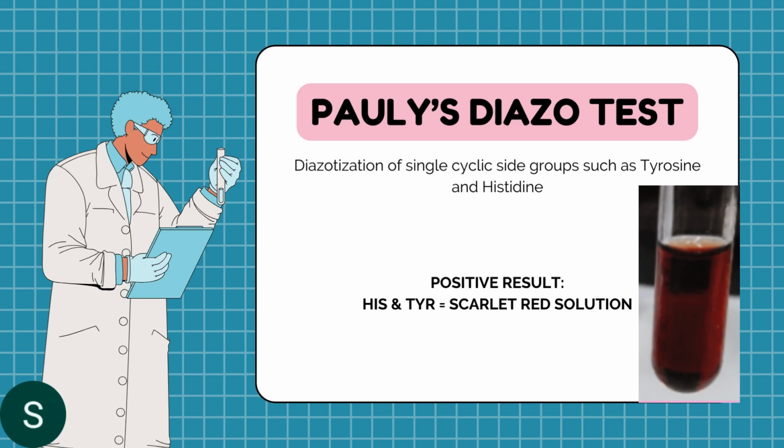So what is diazotization? Diazotization is a chemical process used in converting a primary aromatic amine into the corresponding diazonium salt of the amine. Okay? The positive result for this one, your histidine and tyrosine, would yield a scarlet red solution. Okay, you have to remember, scarlet red solution. The diazonium salts formed are then further used to synthesize many organic compounds, for example, dyes, pigments, and etc.